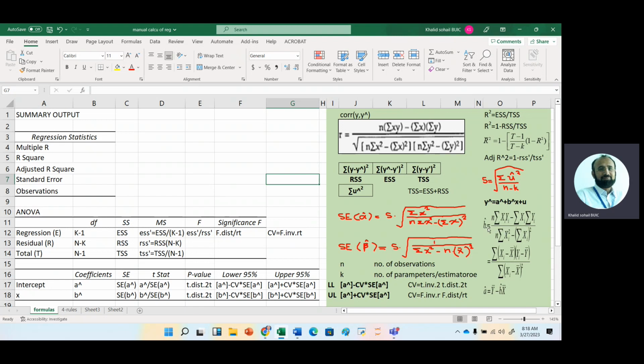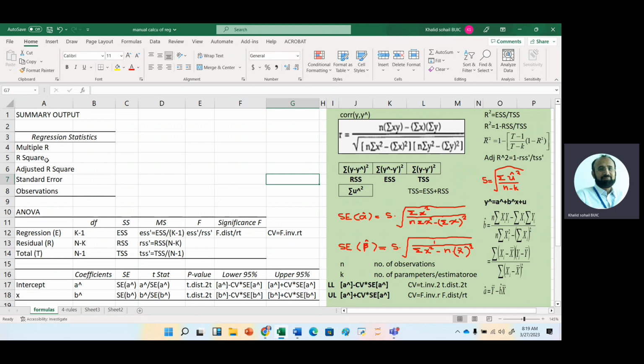Now after getting this alpha hat and beta hat, we put them in the regression model, y hat equals alpha hat plus beta hat x, and in this way we can get this y hat. And when we calculate the correlation between y and y hat, the manual formula of correlation is this one: summation xy minus summation x into summation y, divided by standard deviation of x into standard deviation of y, or covariance between x and y divided by standard deviation of x and standard deviation of y.